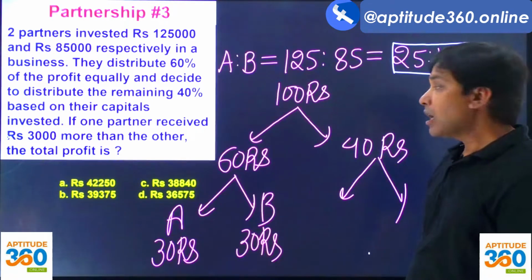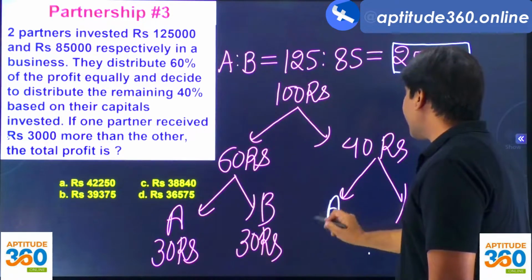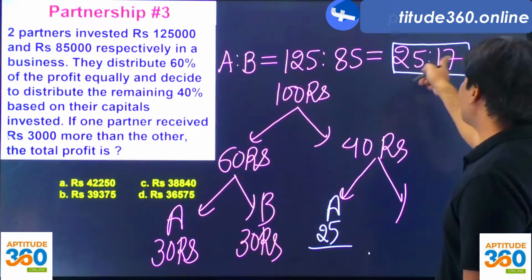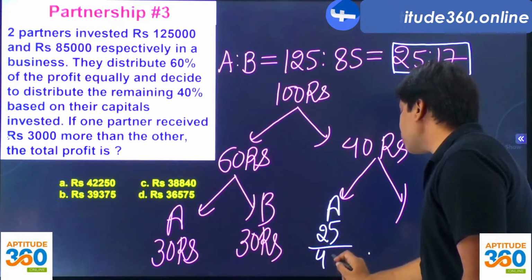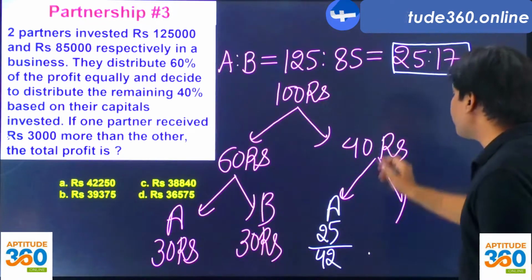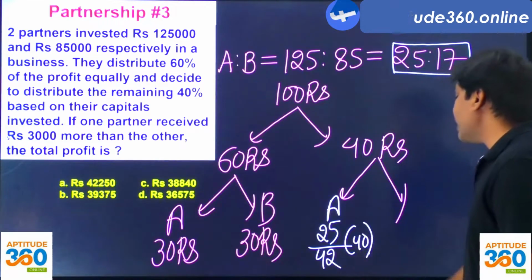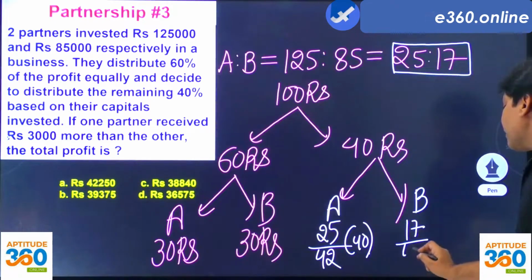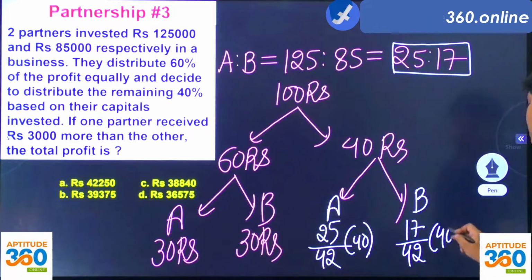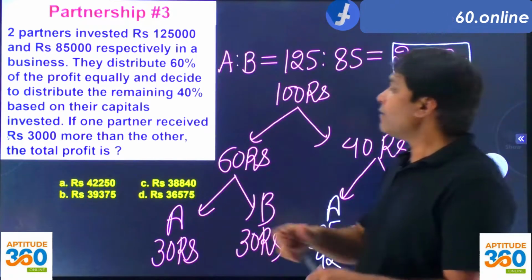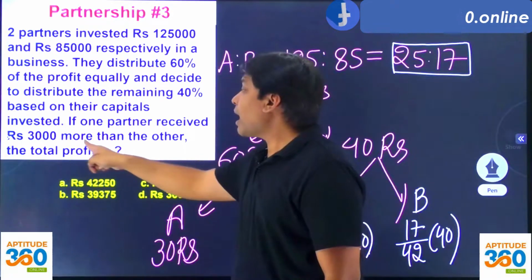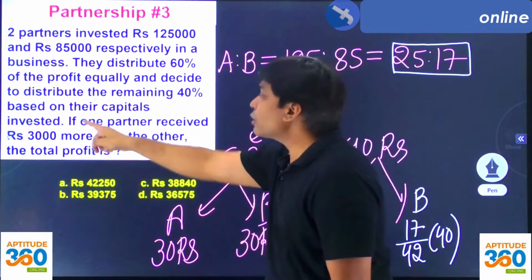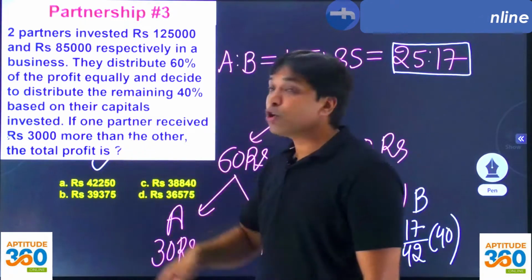25 is to 17. So A should get 25 divided by what? 25 divided by 25 plus 17, that is 42. Of what value? Of 40 rupees. हमारे हिसाब से तो यही है. And B should be getting 17 divided by 42 of 40. And now what is that the problem is asking? If one partner received 3,000 more than the second partner, so the difference of their profits is given to you as 3,000 rupees. So problem is asking you what is going to be the total profit.